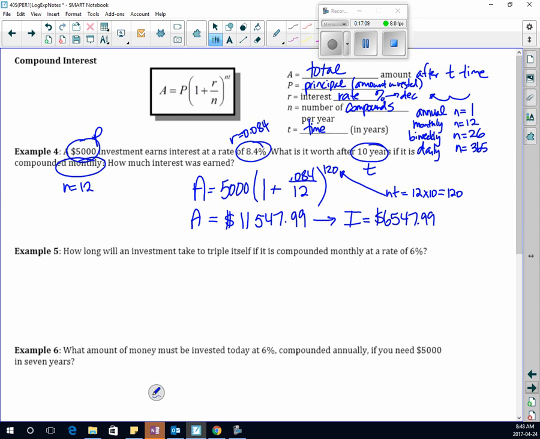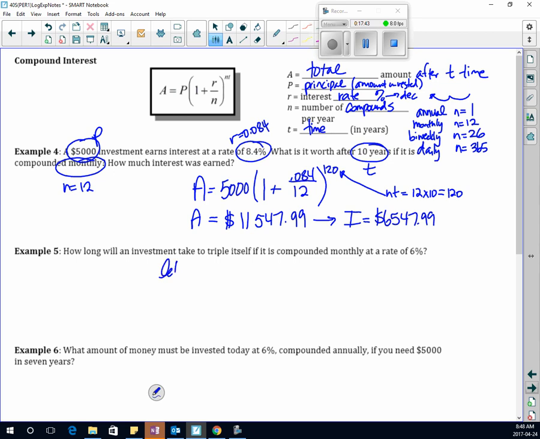They like asking the next question. How long will an investment take to triple itself if it's compounded monthly at a rate of 6%? So they don't give you the amount. They just want to know, for whatever amount I invest, how long will it take to triple? So how much do you want to invest? You can invest $1. You can invest 1,000. You could also invest X.